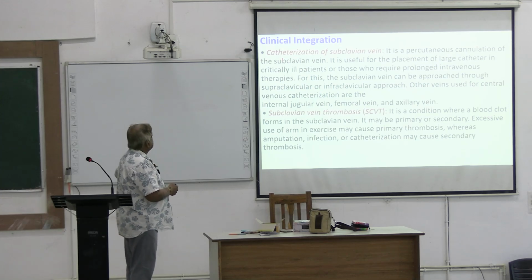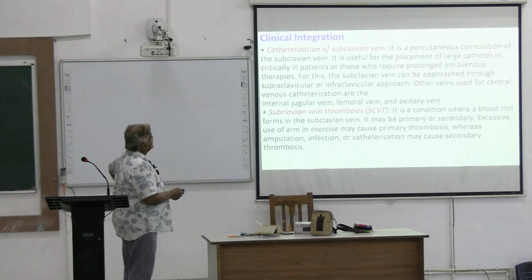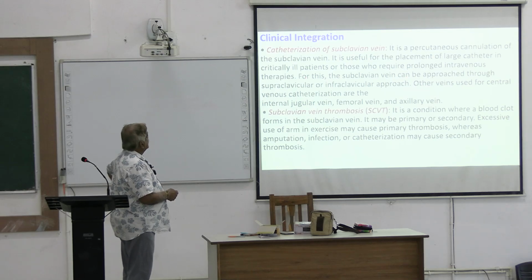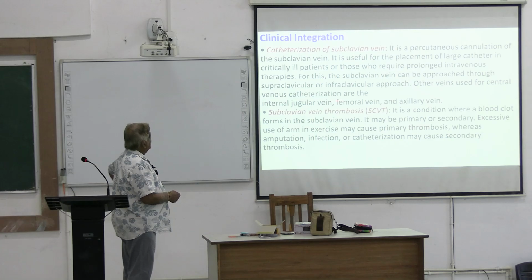Now, clinical integration: catheterization of subclavian vein. It is a percutaneous cannulation of the subclavian vein. It is useful for the placement of large catheters in critically ill patients or those who require prolonged intravenous therapy. The subclavian vein can be approached through a supraclavicular or infraclavicular approach. The other veins used for central venous catheterization are internal jugular vein, femoral vein, and axillary vein.